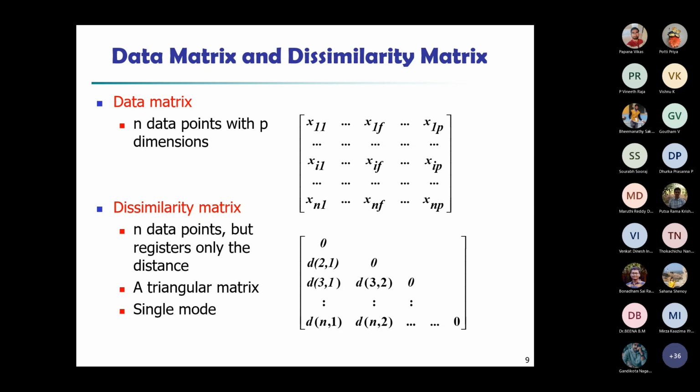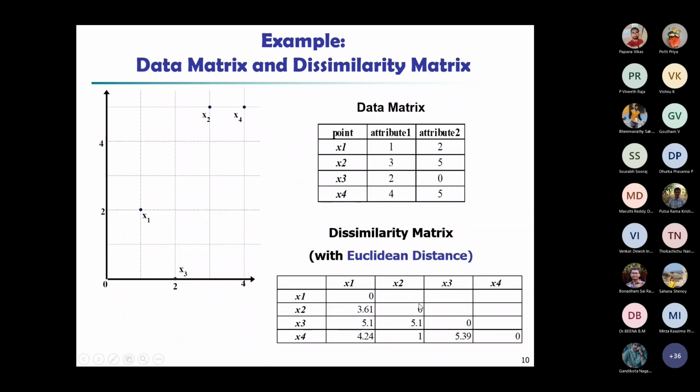So we have n data points and p dimensions, or p features or attributes, that is shown here as a data matrix. Now the dissimilarity matrix: when you take, say, the distance of 2 comma 1, we don't have to again find the distance of 1 comma 2, it will be the same. So that is why only the lower part of the diagonal elements are shown. So it is a triangular matrix. The distance of each point to each other point is shown. So that is your dissimilarity matrix.